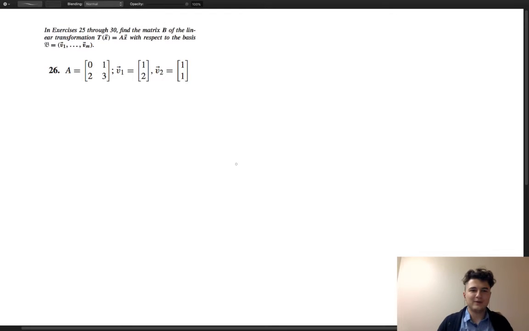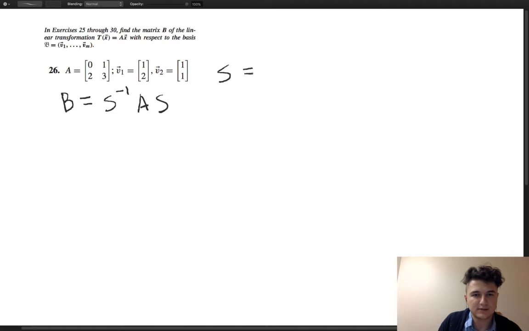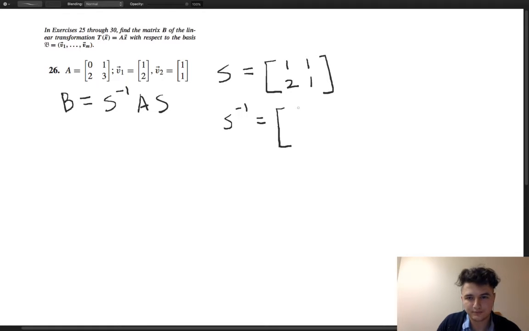In this video, we're going to be finding the matrix B for this matrix with respect to this basis. To get started, the formula for B is S inverse A S. In this case, S is going to be equal to [1, 2; 1, 1]. And S inverse is going to be equal to, let's see, actually do this.